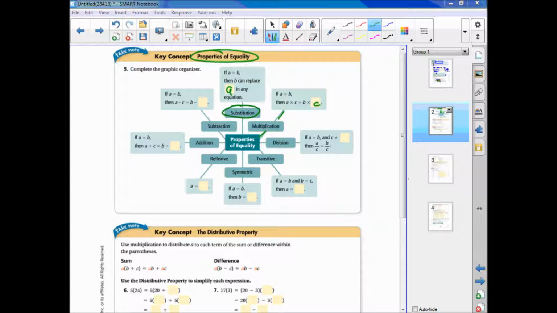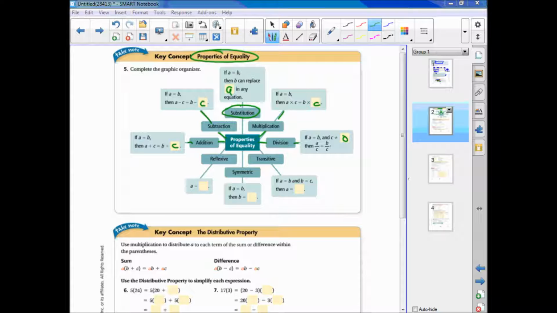We also learned that we could divide both sides by the same number as long as that number was not 0, and the equation would still be equal. We learned that we could subtract the same thing from both sides, and the equation would still be equal. And for adding, we learned that we could add the same thing to both sides, and the equation would still be equal.